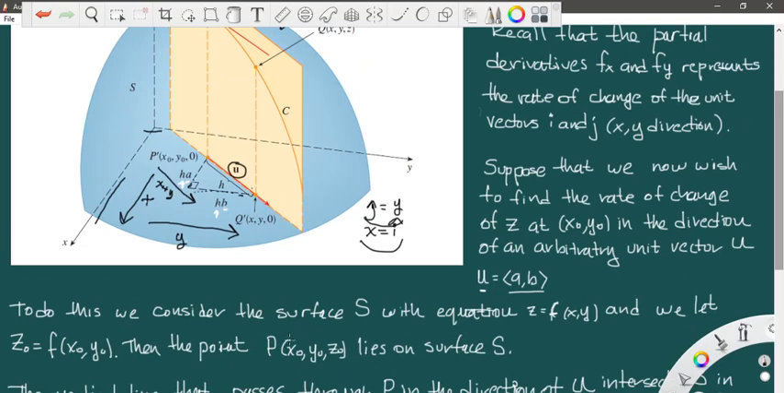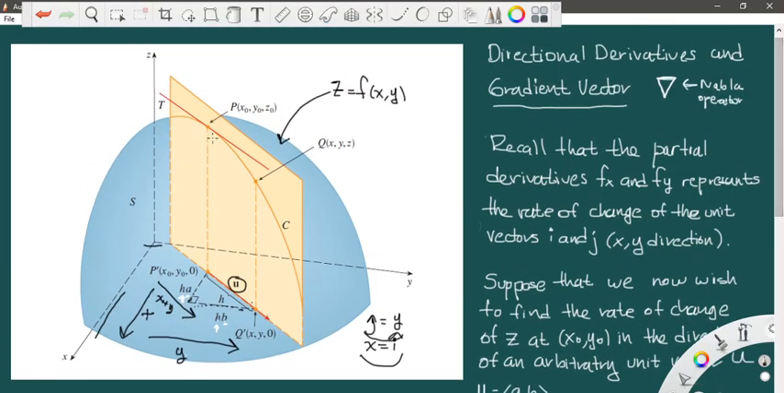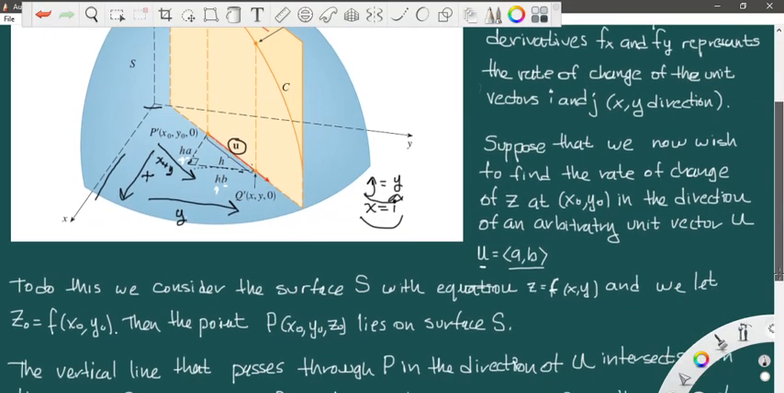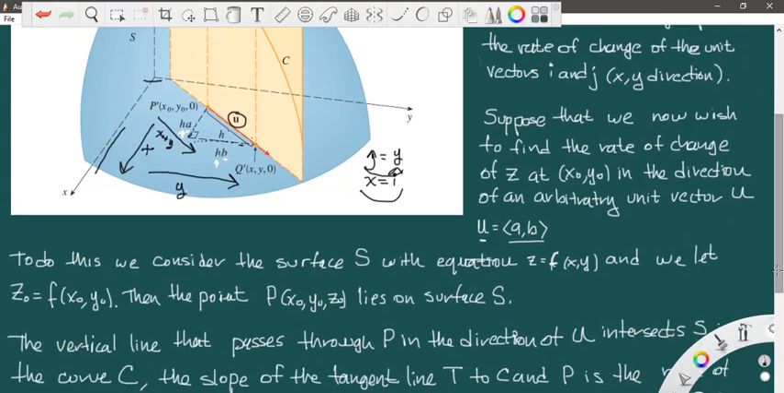And let this point lie on the surface S. So in this case, we have this point P over here. This is point P, and this is somewhere on the surface of this function. So we have that point P.